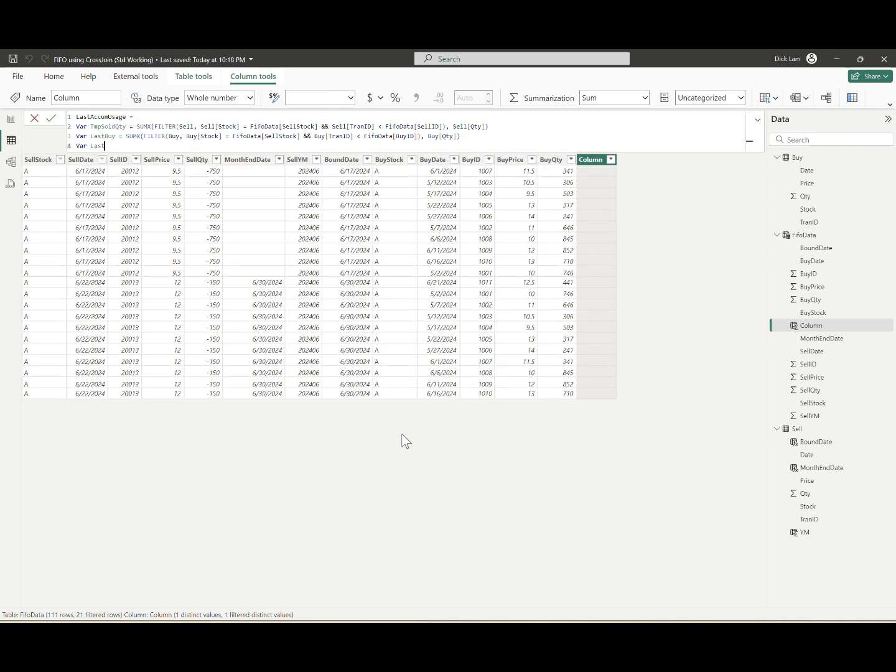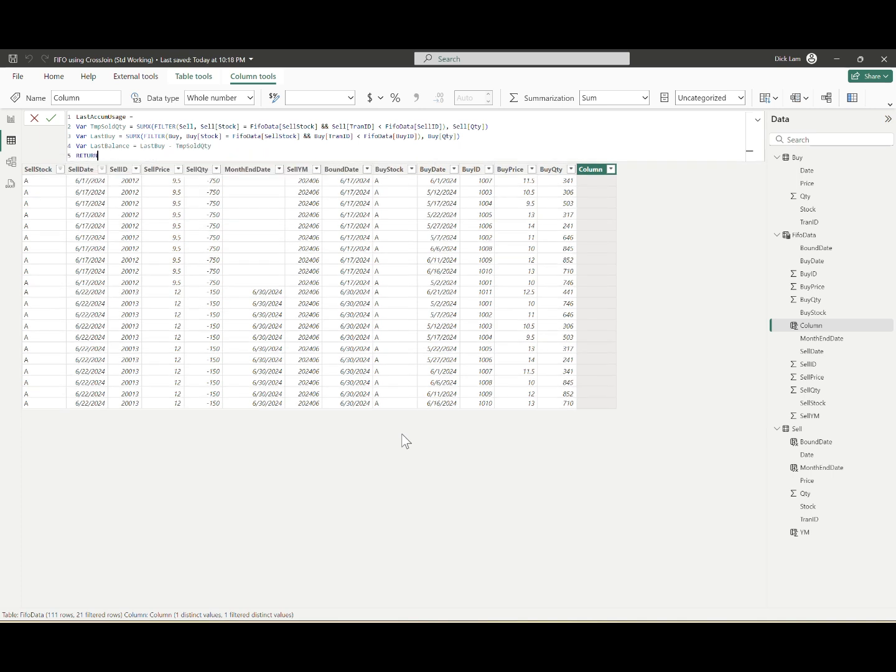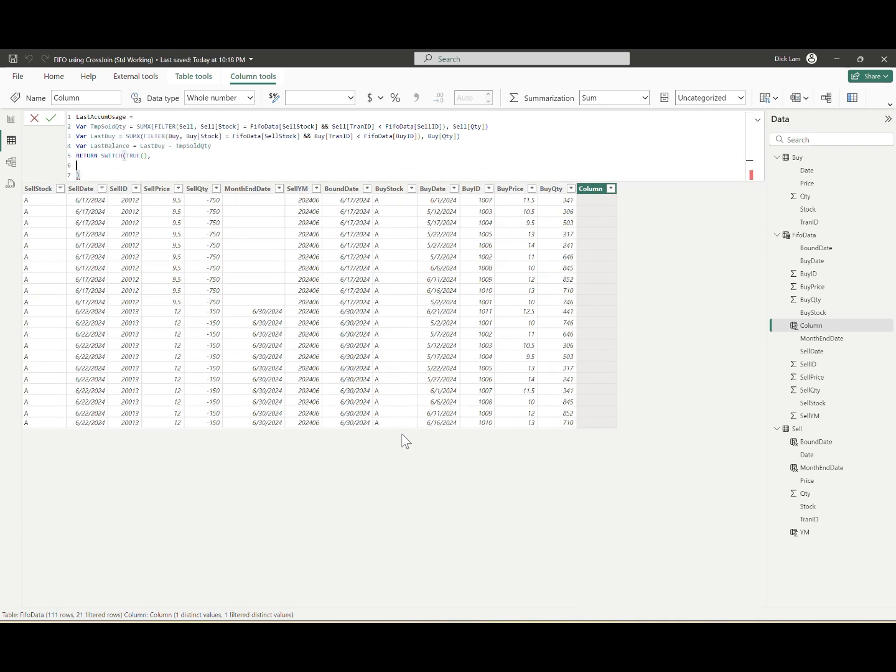And then I need to see the subtraction of these two variables. I call it last balance. It is equal to the last buy minus temp sold. Why? I will explain when I complete the switch. All right. If last balance is more than or equal to 0, what does it mean?